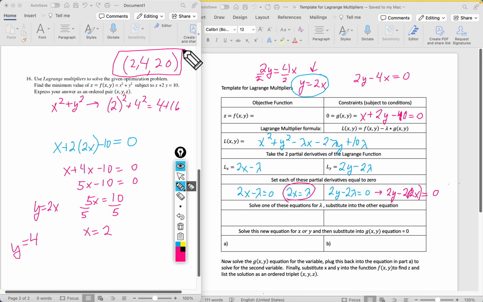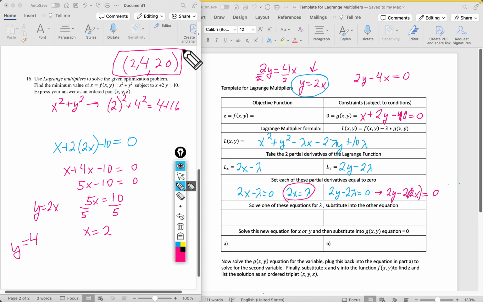So again, the main thing is to get g equal to 0. If they don't give it to you equal to 0, just subtract the number over. Then it's the function you're given, minus lambda times the constraint, subtracting off the constraint. That gives you your new function that you take partials of to find the critical point.